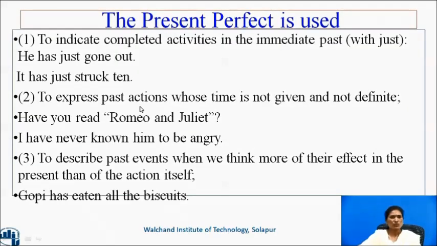The present perfect is used to indicate completed actions in the immediate past. For example, he has just gone out. He has just completed his work. He has just struck 10. This tense is also used to express past actions whose time is not given and not definite. Have you read Romeo and Juliet? I have never known him to be angry. It describes past events when we think of their effect in the present more than of the action itself. For example, Gopi has eaten all the biscuits.